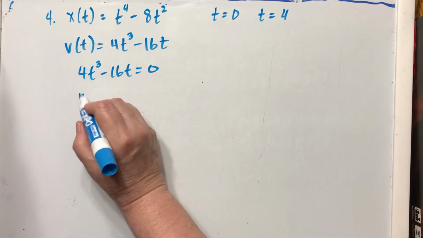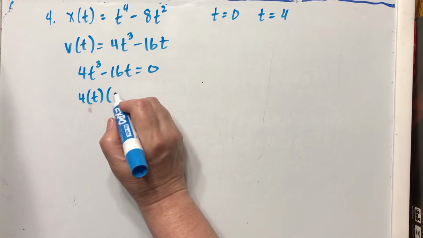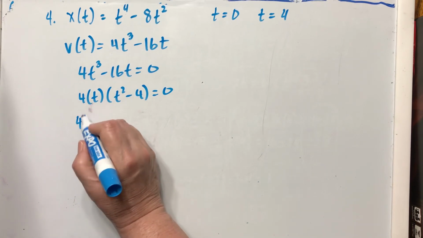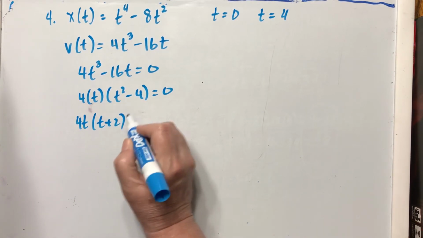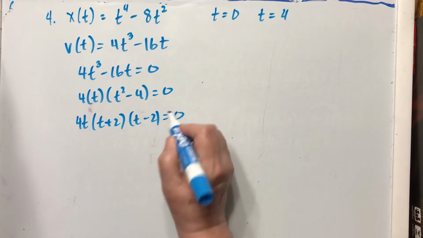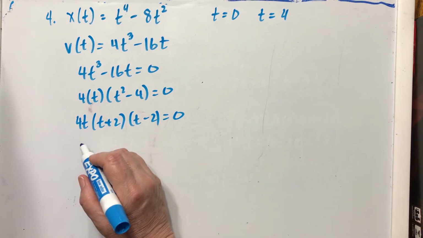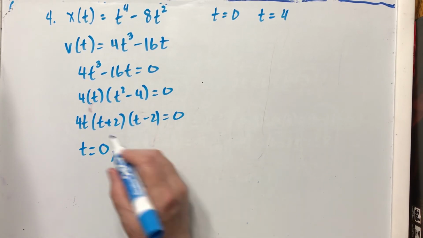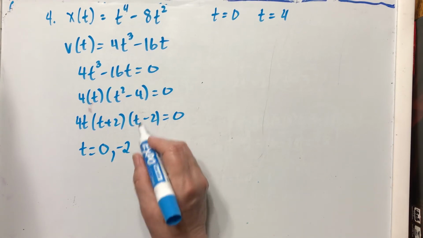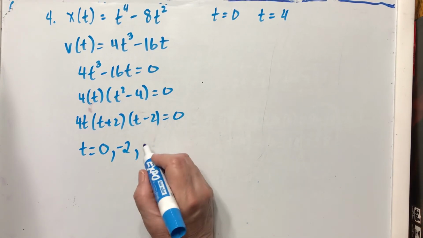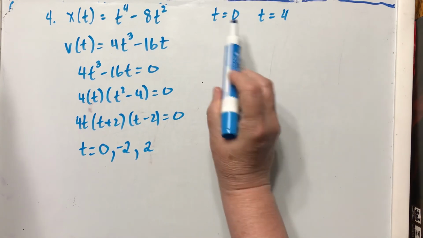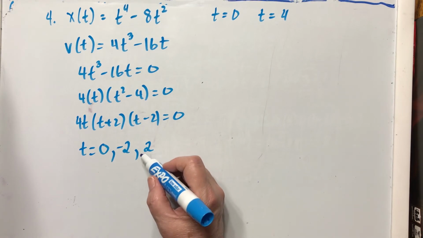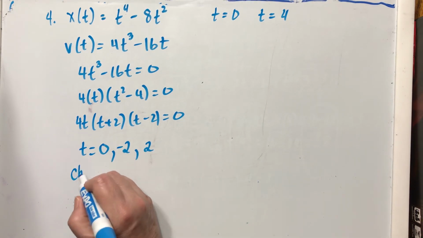I can factor out a 4t, and I'm left with t squared minus 4 equals 0. So I can factor that again to t plus 2 times t minus 2 equals 0. So I technically get 3 answers for t. 4t equals 0 gives me t equals 0. t plus 2 equals 0 gives me negative 2. t minus 2 equals 0 gives me t equals positive 2. But since I'm only looking from time equals 0 to time equals 4, all I care is that it changes direction at t equals 2.